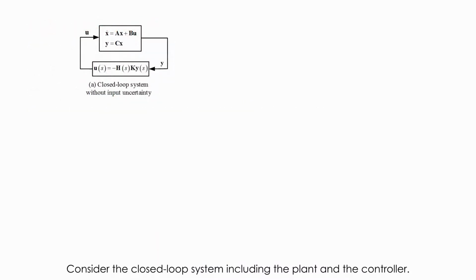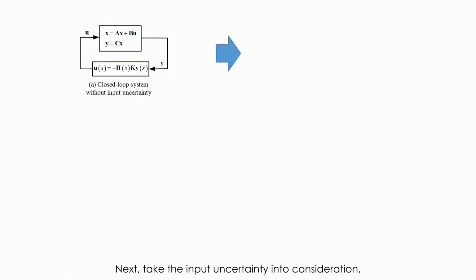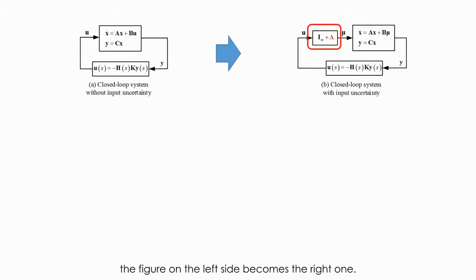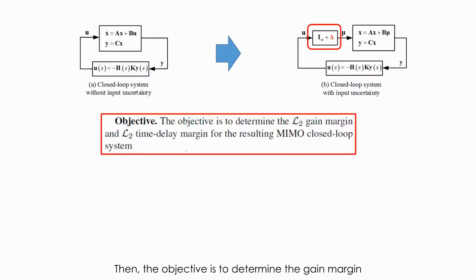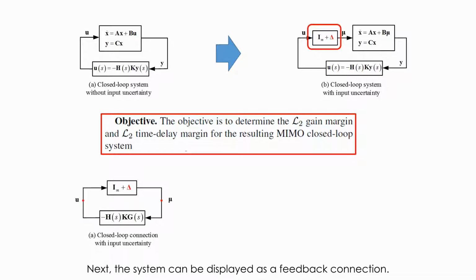Consider the closed-loop system including the plant and the controller. Next, take the input uncertainty into consideration. The figure on the left side becomes the right one. Then, the objective is to determine the gain margin and the time delay margin for the closed-loop system. Next, the system can be displayed as a feedback connection.